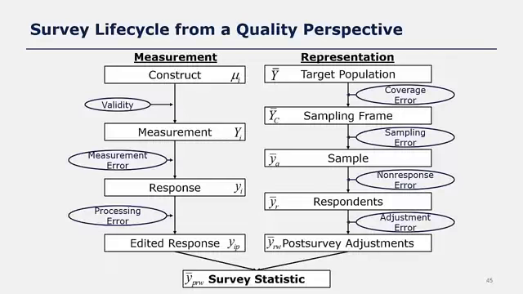And we'll talk in a moment about issues of validity, going from construct to measurement, issues of measurement error, going from measurement to response, processing error, going from response to the edited response, coverage error, going from target population to sampling frame, sampling error in the step between actual drawing the sample and the sampling frame, non-response error in soliciting the responses, and adjustment error at that step where you try to adjust your respondent answers, the set of respondents to the target population. So each of these are errors associated.